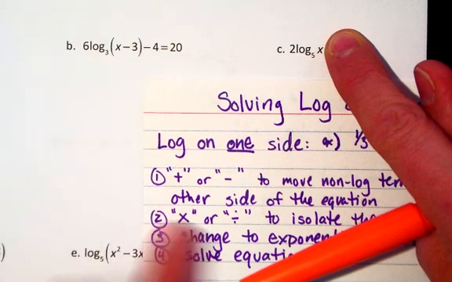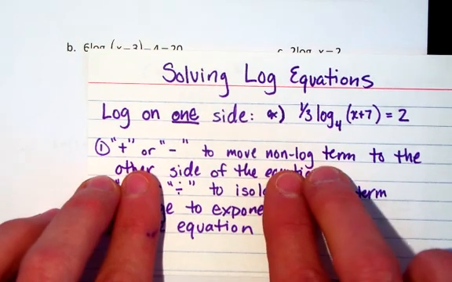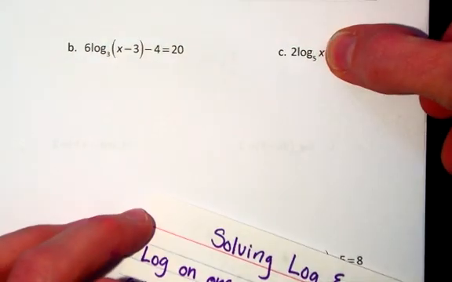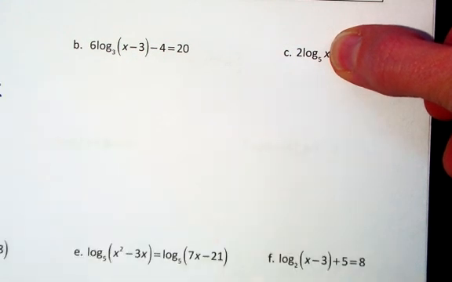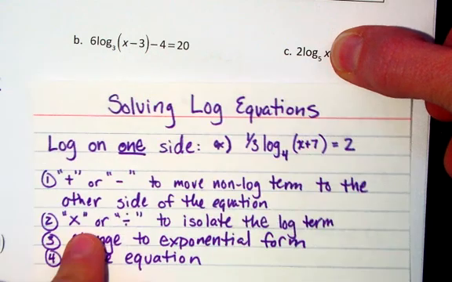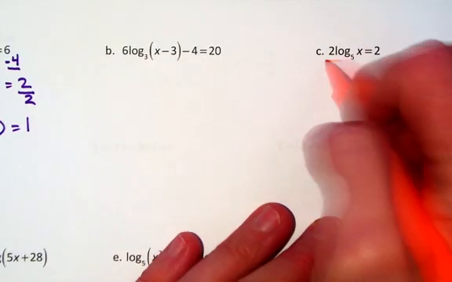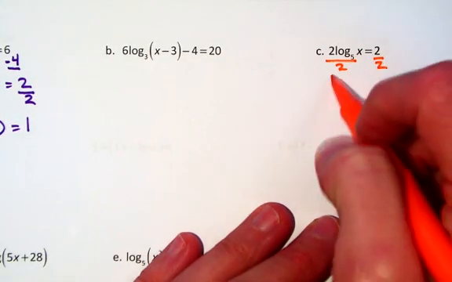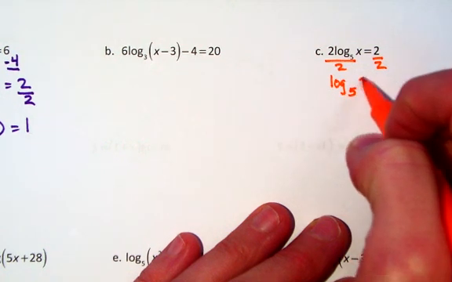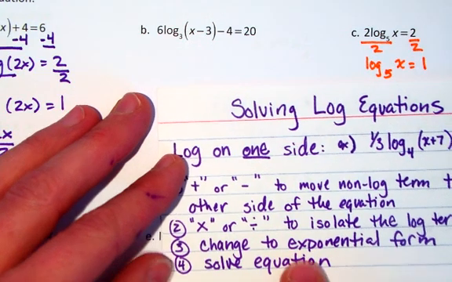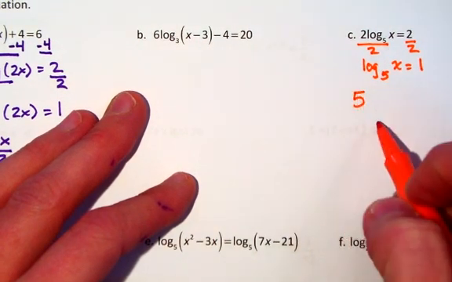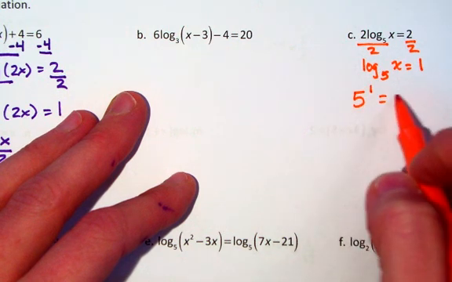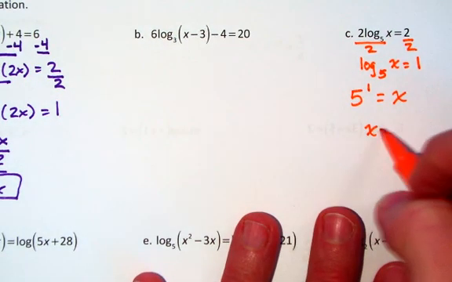Now, that means that I can skip step 1 because I do not have a non-log term on the log side. However, I do have another number with that log, and what is it? 2 times that. So for step 2, we're going to divide here by 2. So I get log base 5 of x equals 1. Step 3, we're going to change forms. Okay, what's the base here? What's the exponent? And then we get equals x. So x equals 5.